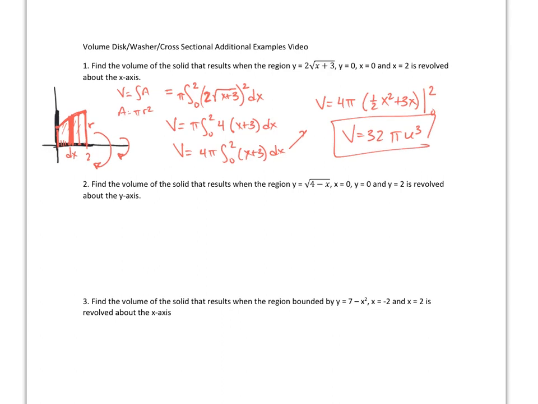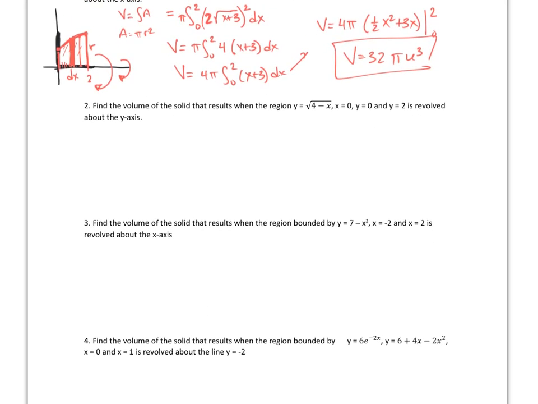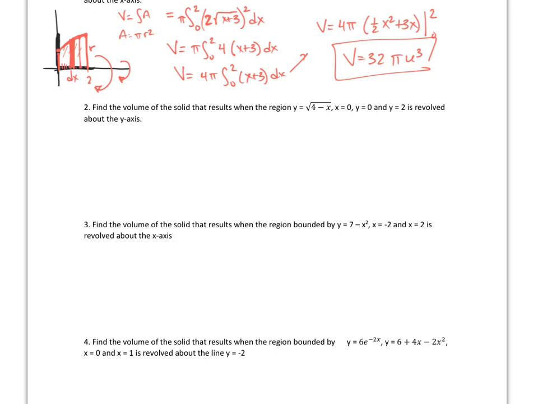Alright, let's move on to the second one. Second one says, find the volume of the solid that results when this region, x equals 0, y equals 0, y equals 2 is revolved about the y-axis. So pretty similar, but we're going about the y. A little different equation. I'll go ahead and graph this. This ends up looking somewhat like this. And when you put in 0, you'll come up here at 2. You come up over here 1, 2, 3, 4. It'll look something like this.